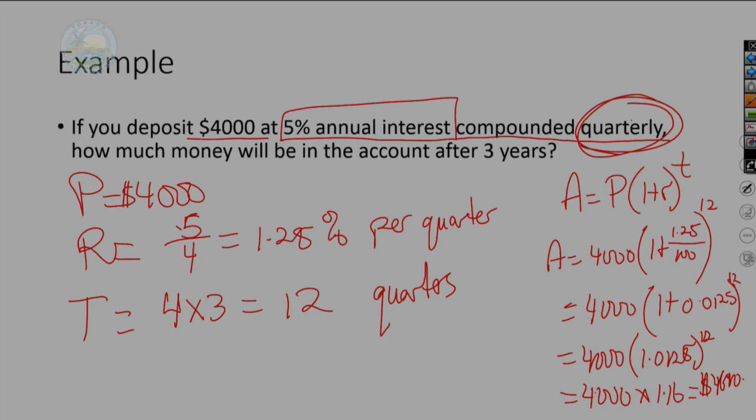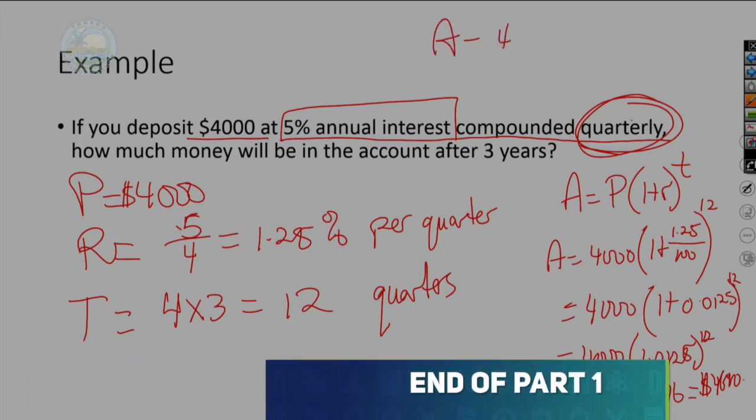So if you deposit $4,000 at a 5% annual interest rate compounding quarterly, after 3 years, the amount will now be 4,640.